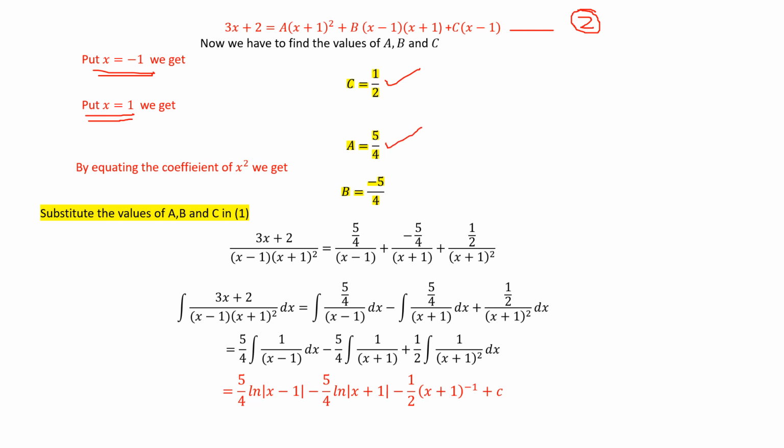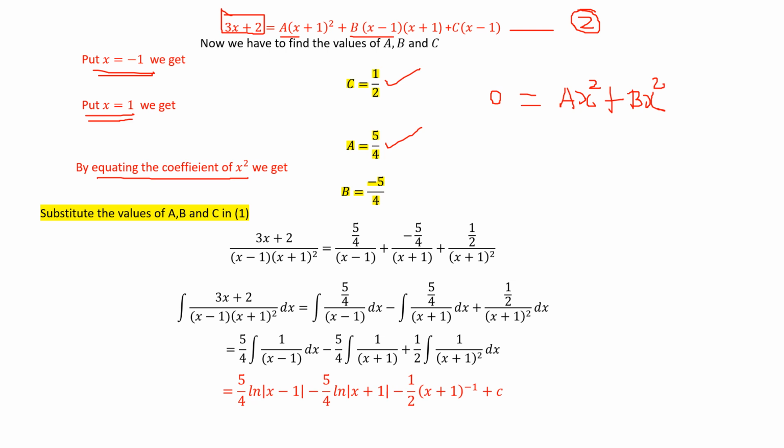To find the value of B, there is no value to be substituted in equation number 2. So what I do is equate the coefficient of x² on both sides of equation number 2. In the left hand side there are no x² terms, so it will be 0. Comparing the right hand side, you have two terms: one is A x², the other one is B x².